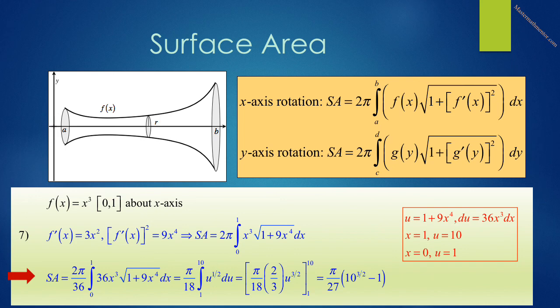We are now going to change everything to u, so let's change the limits. If x is equal to 0, u equals 1. If x is equal to 1, u equals 10. So this gives us pi over 18, the integral from 1 to 10 of u to the 1/2 du, which becomes pi over 18, 2/3 u to the 3/2 evaluated from 1 to 10. And our final answer is pi over 27 times the quantity 10 to the 3/2 minus 1.